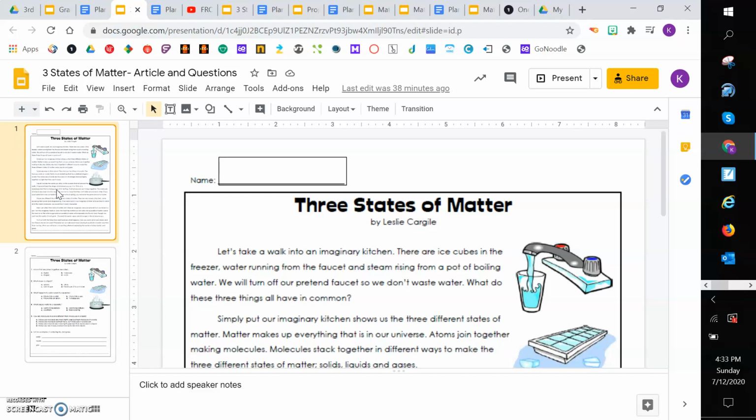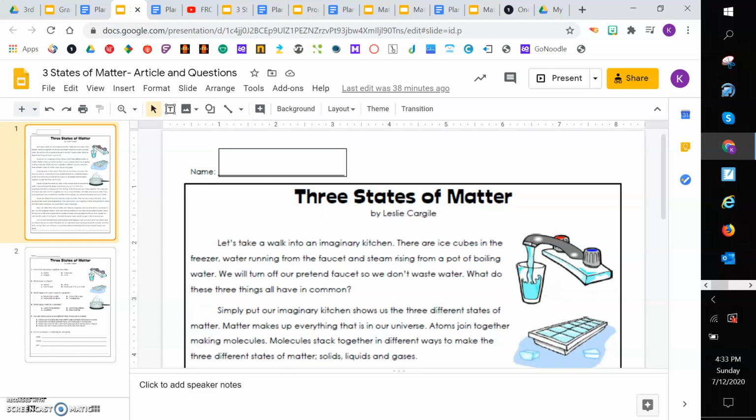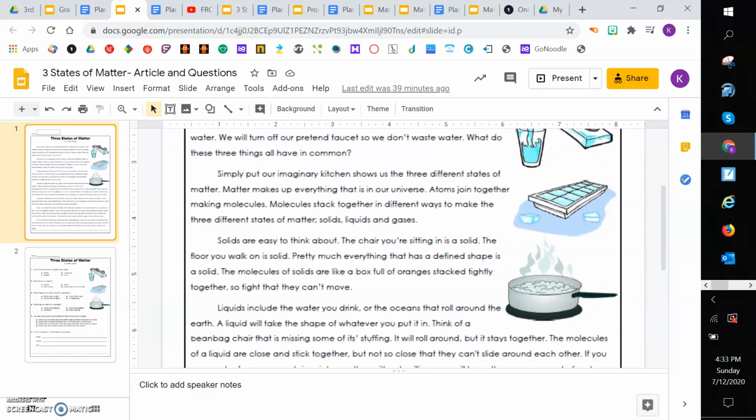The name of this article is The Three States of Matter by Leslie Cargyle. Let's take a walk into an imaginary kitchen. There are ice cubes in the freezer, water running from the faucet, and steam rising from a pot of boiling water. We will turn off our pretend faucet so we don't waste water. What do these three things all have in common? Simply put, our imaginary kitchen shows us the three different states of matter.